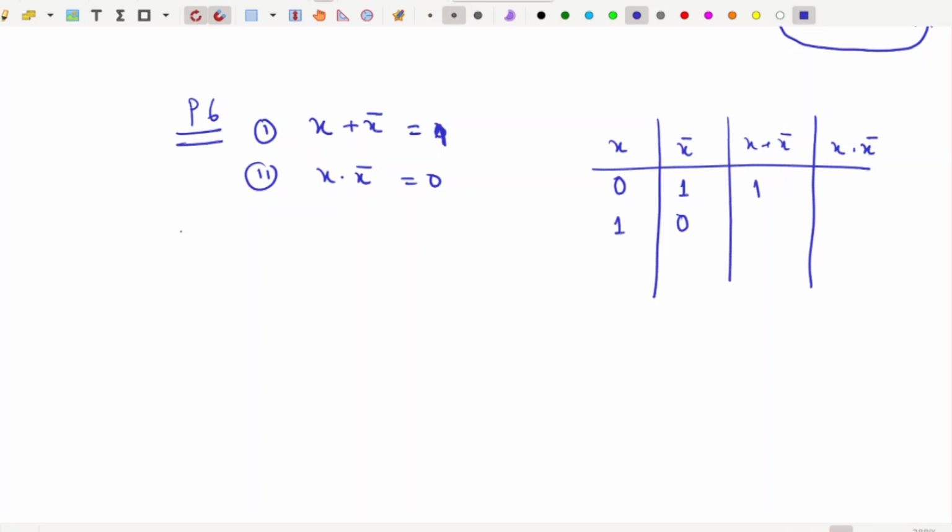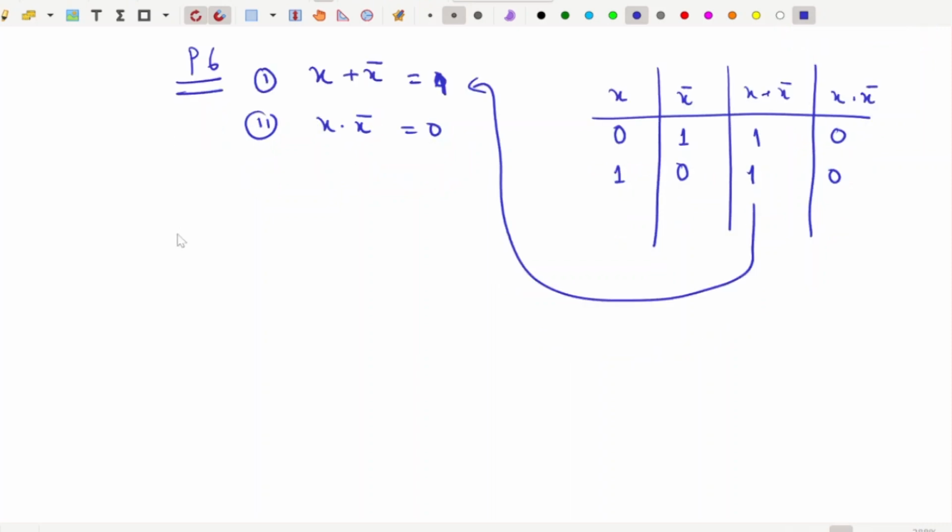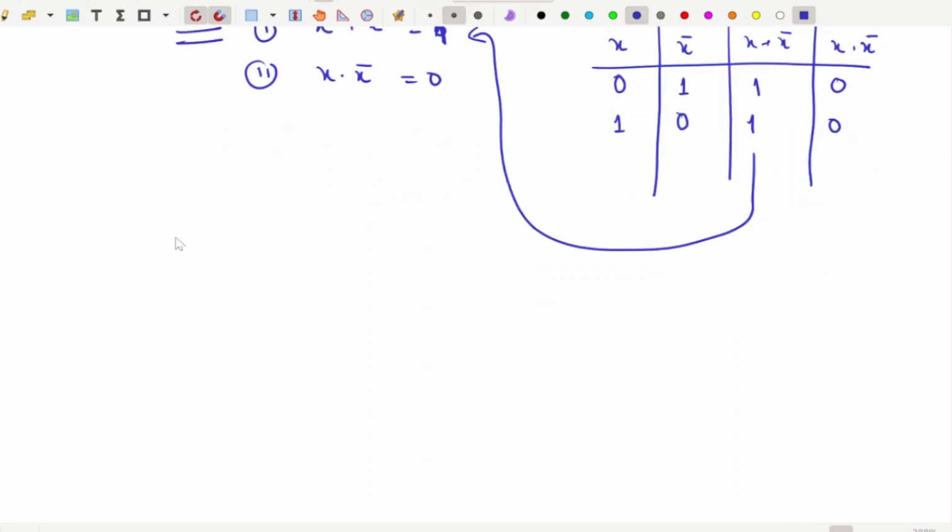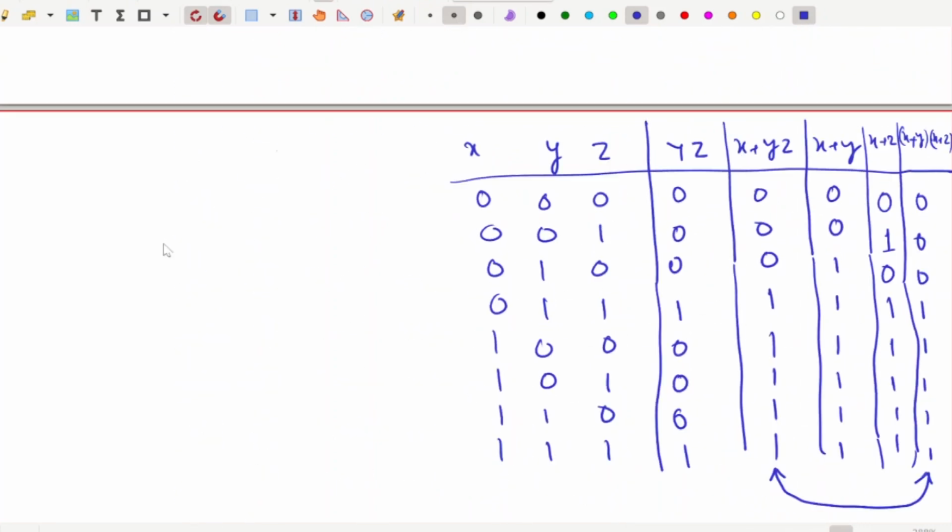What is x plus x complement? 0 plus 1, that is 1. 1 plus 0, that is 1. What is x dot x complement? 0 dot 1, that is 0. This is 0. This says that x plus x complement is always 1, that is postulate number 6 for plus, and x dot x complement, which is always 0, that is postulate 6 for dot.